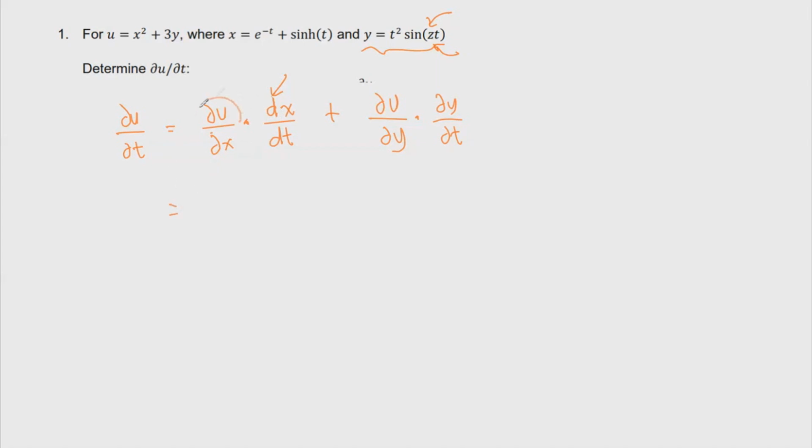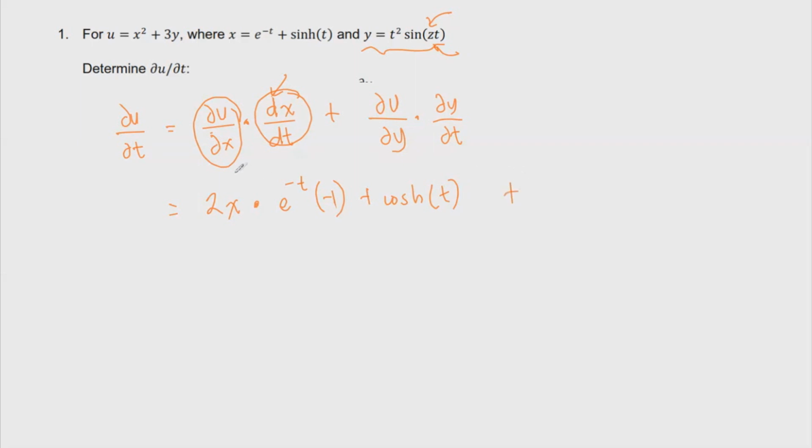So we need to first find the partial derivative of u with respect to x. That is simply 2x. Then we multiply this with the derivative of x with respect to t. So that is simply equal to e raised to negative t times negative 1, and then the derivative of sinh of t is plus cosh of t. Okay, so that is the expression for our first term.